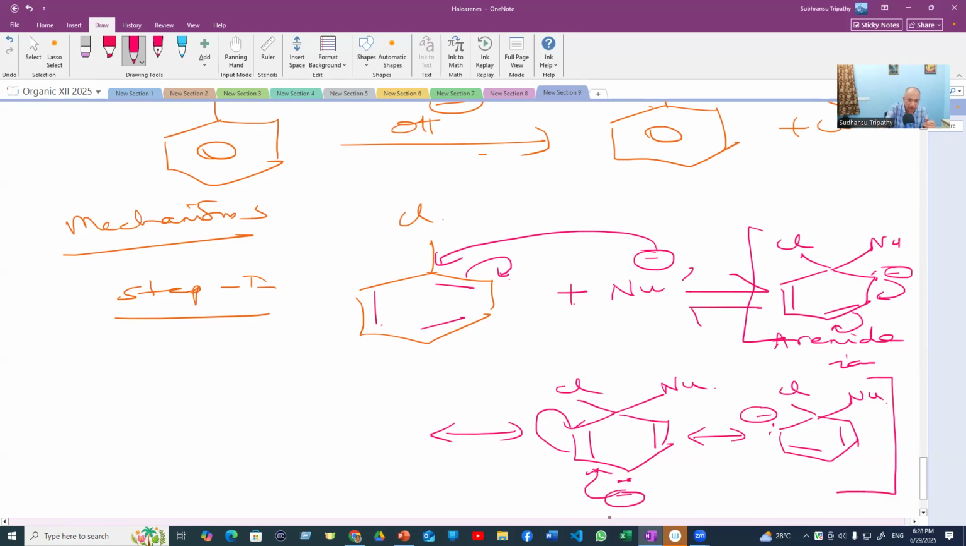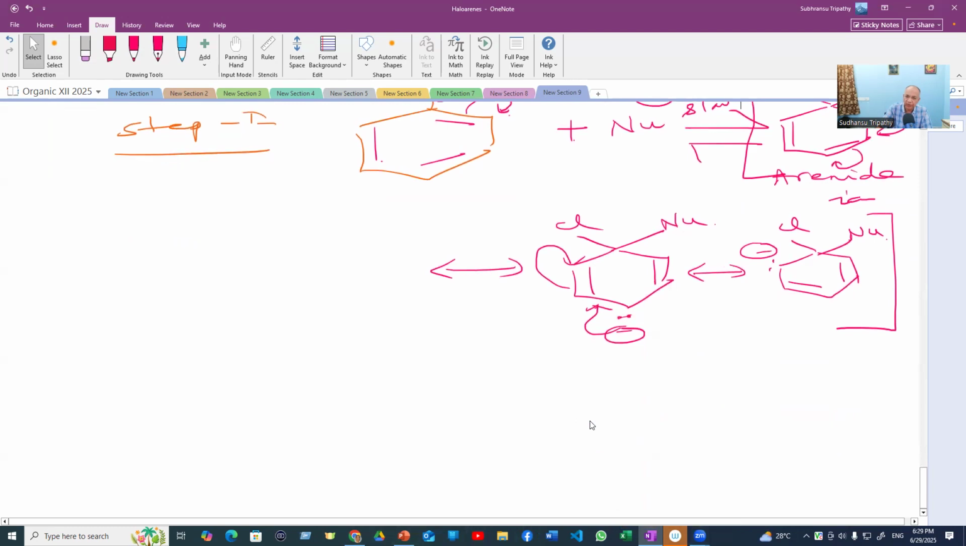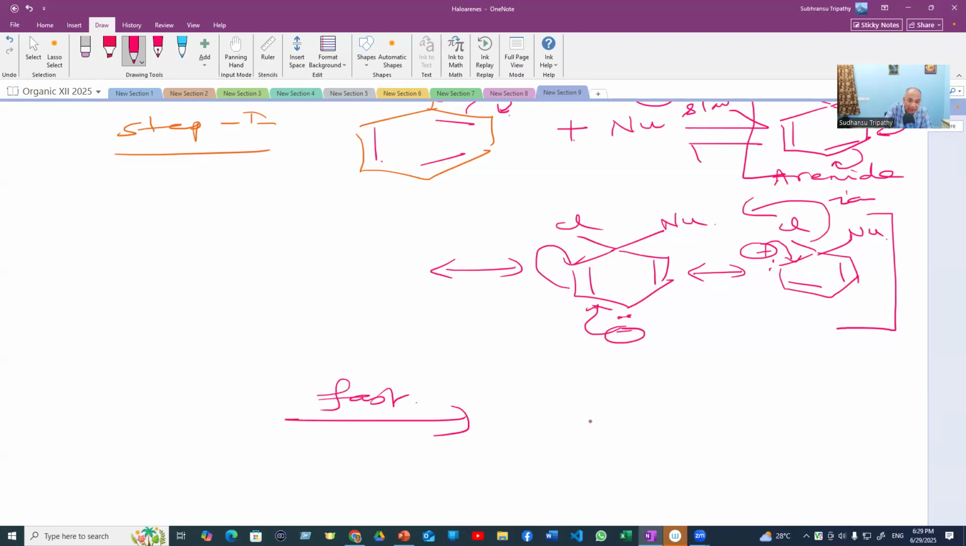Since the first step is slow and the nucleophile is attacking, therefore it is nucleophilic substitution. But since it is different from the other nucleophilic substitution in aliphatic compounds, we always say aromatic nucleophilic substitution. And in the second step, which is fast, the leaving group goes. This comes here, aromatization happens, and the leaving group, chloride ion, goes, and the nucleophile is permanently attached to the benzene ring.